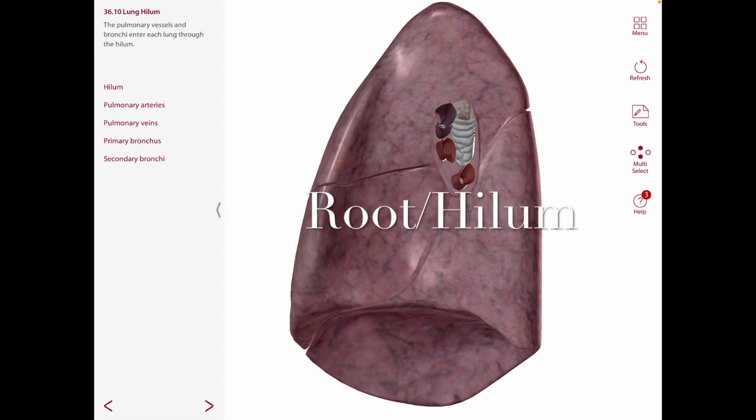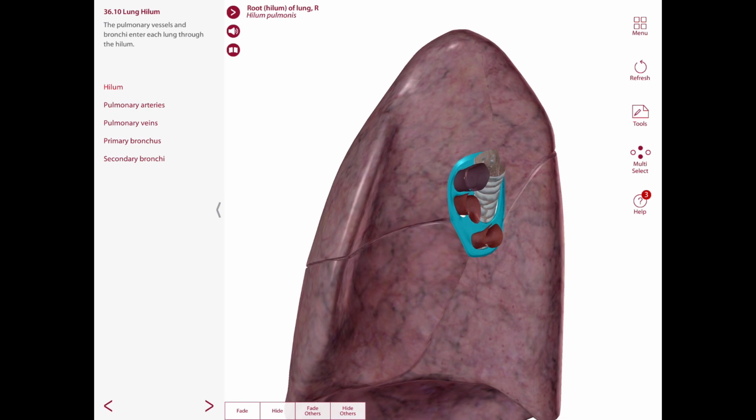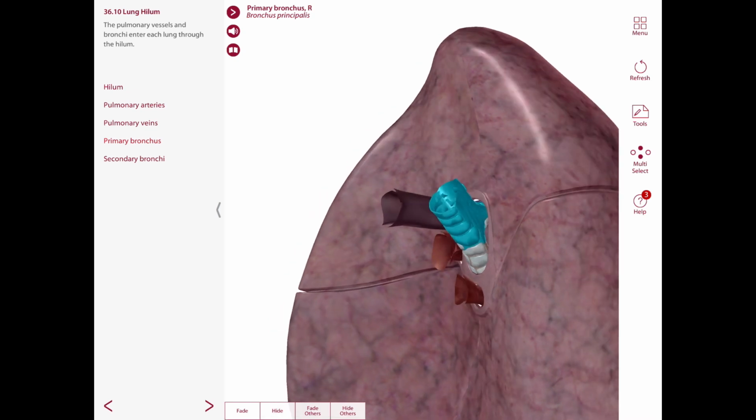Lastly, in this video, let's talk about the root of the lung, which is also known as the hilum. This is formed by structures that enter or leave the lung, surrounded by a tubular sheath of pleura, a pleural sheath that hangs loose inferior to the root of the lung, the pulmonary ligament. So some of the components in the hilum include the principal or main bronchus, which is this structure right here. It's also going to include the pulmonary arteries.